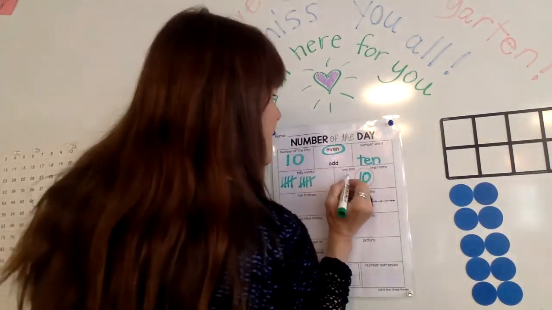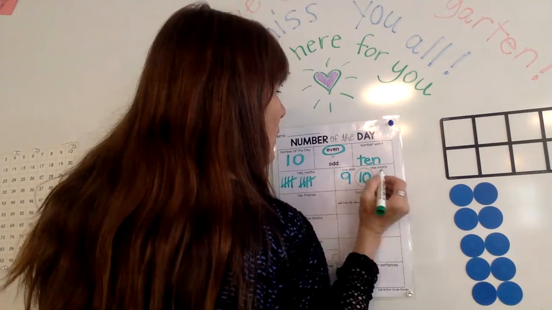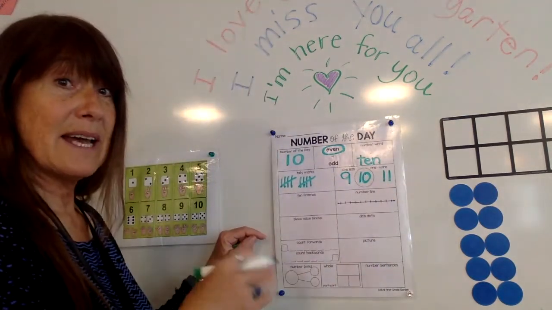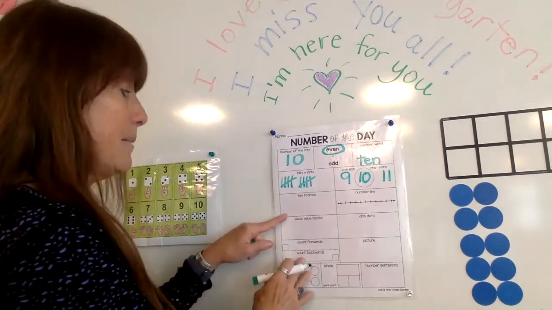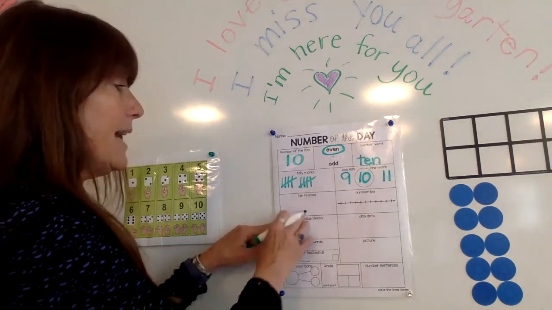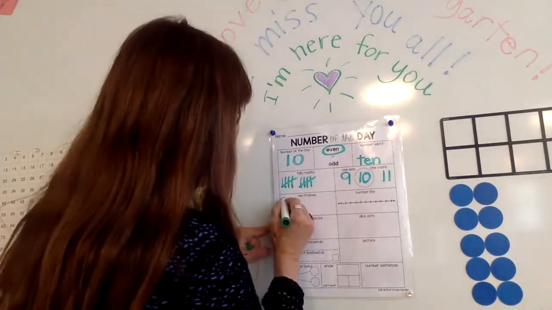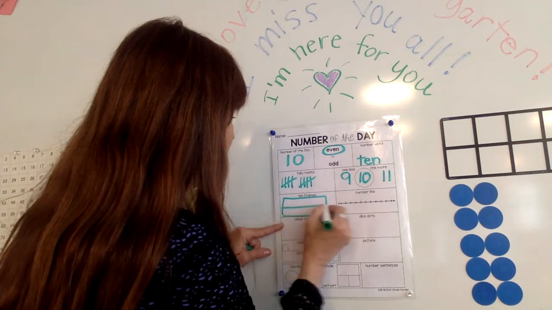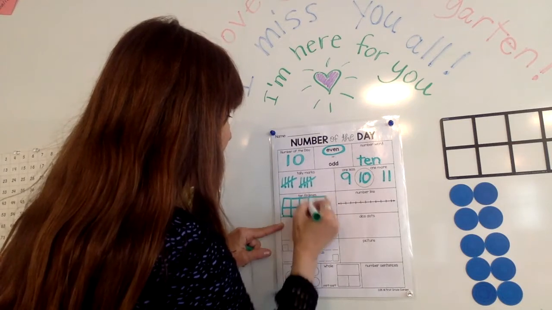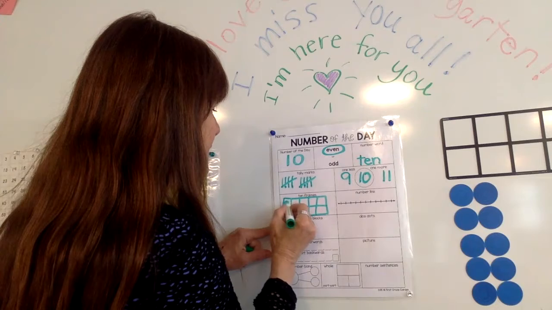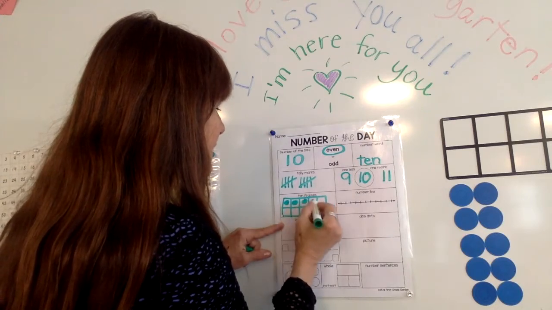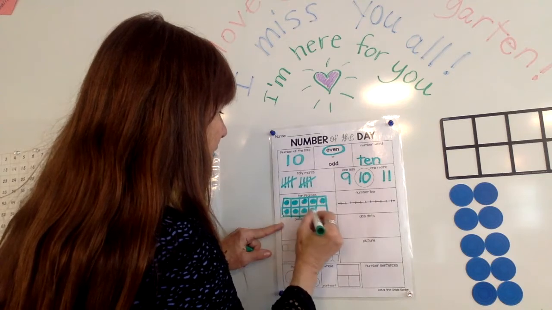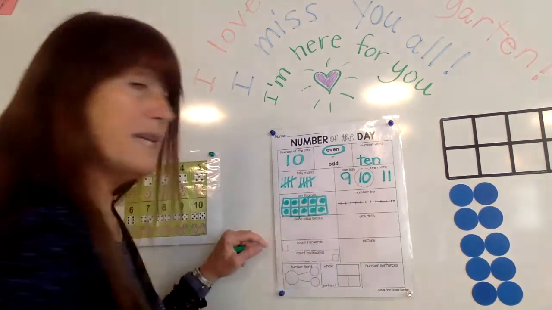One less would be 9. One more would be 11. 10 plus one more is 11. 10 minus 1 is 9. Okay, 10 frames. That's easy because we only have one 10, right? So you have to fill every square in your 10 frame, don't you? The top row has 5 and the bottom row has 5. 5 and 5 makes 10.